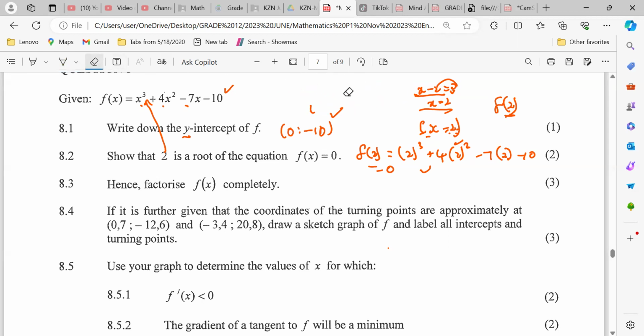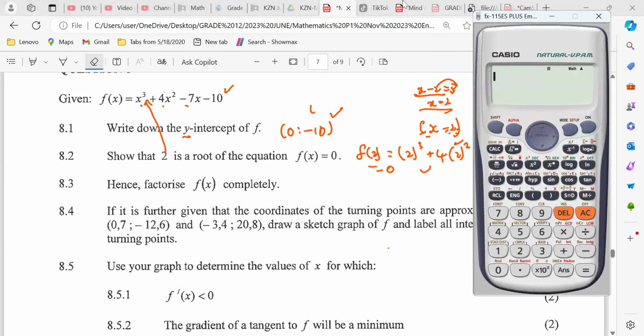Let's go to number 3. They say hence or otherwise, usually they say hence or otherwise, factorize f. They are trying to say determine the x-intercept. So now we adopted a simple way to factorize. If we are given a cubic and we have to factorize, we go to our calculator, go to mode, and press table. Then we type this thing exactly the way it is. We have alpha x, shift cubed.